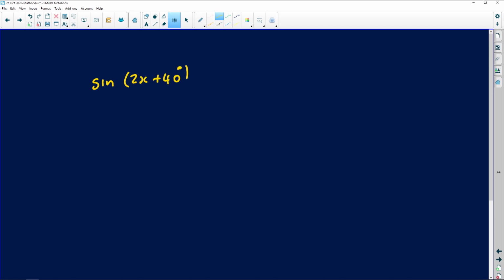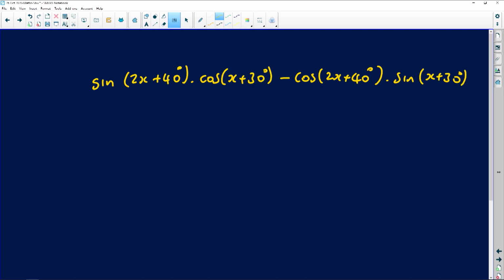Sine of 2x plus 40 degrees times the cosine of x plus 30 degrees, minus the cosine of 2x plus 40 degrees multiplied by the sine of x plus 30 degrees. The question says we need to simplify this and write it as a single trig term in its simplest form.